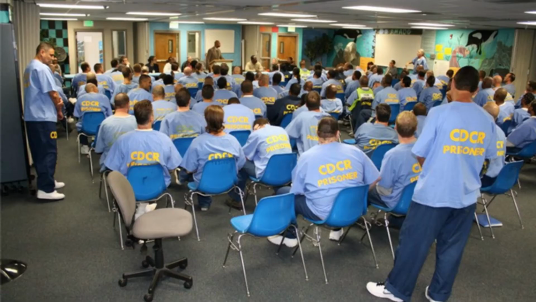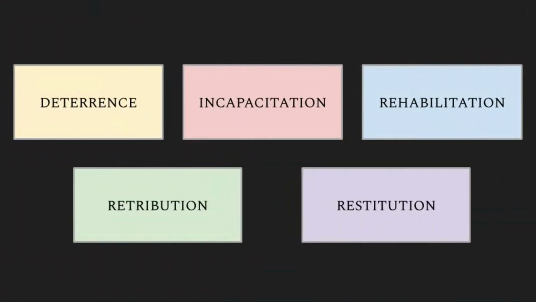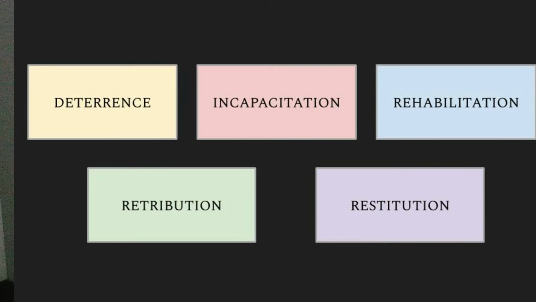Penal Code determines the punishment where it varies with the circumstances. Examples of punishments that can be sentenced to the criminals are fine, rehabilitation, whipping, imprisonment, and death penalty. This punishment has several purposes, which are deterrence, incapacitation, rehabilitation, retribution, and restitution.